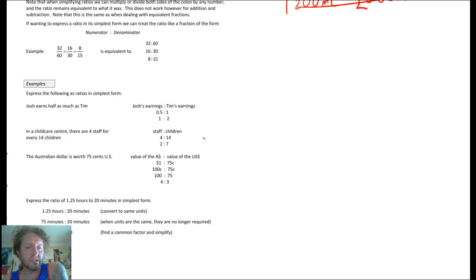In a childcare centre, there are 4 staff for every 14 children. Alright, staff, children, the 4 goes on the side of the staff, the 14 on the side of the children, and clearly 4 and 14 have 2 in common, they're both even, so we can halve both sides, and there's no reduction in a ratio of 2 to 7.